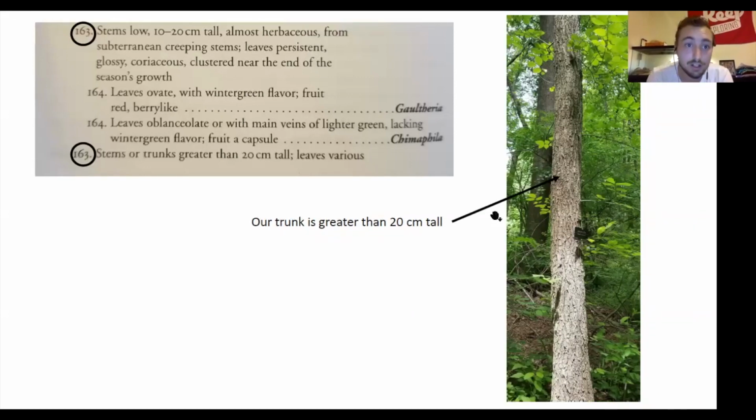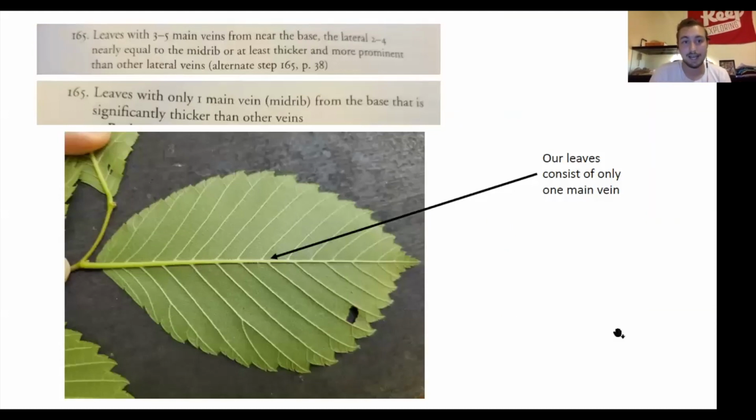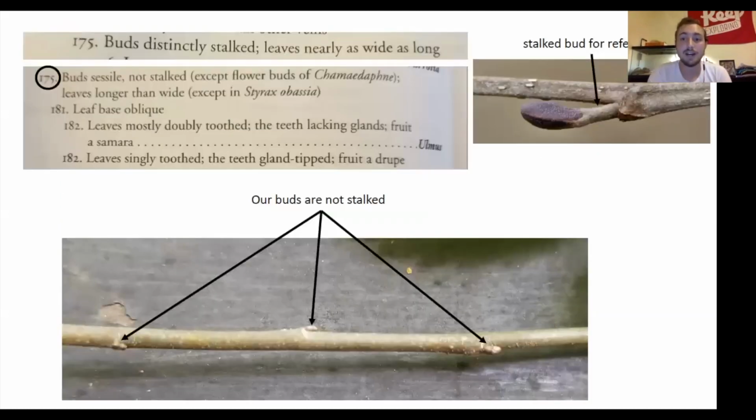And it asks how tall our tree is, or tree or shrub, if it's low or greater than 20 centimeters. Our trunk is definitely greater than 20 centimeters tall, so we'll choose our second option here. And it asks about how many main veins we have, or primary veins. We only have one main vein that extends from this leaf stem, or petiole, so we'll choose 165B. We'll go to 175, where it asks about stalked buds. So it just means the bud isn't attached directly to the leaf stem, it's on this stalk. So I just showed a reference here. Our leaf buds are not as such, they're attached directly to the stem and are not stalked.